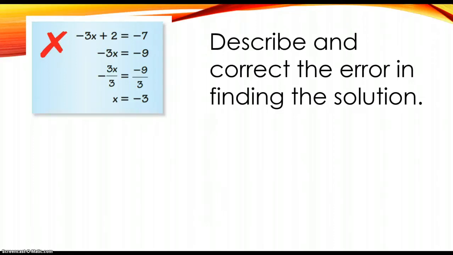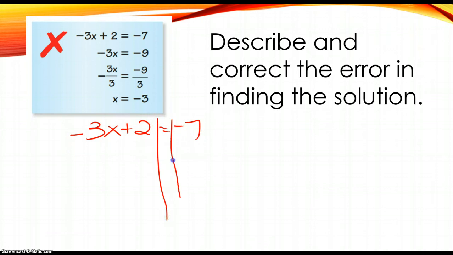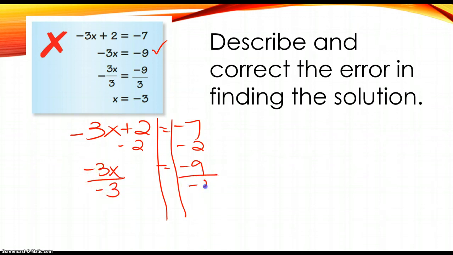So if they would have done their check step, they would have seen that x does not equal negative 3. So if we think about this here, negative 3x plus 2 equals negative 7. We're actually going to work this out to find their error. We first get rid of this positive 2 by subtracting 2. Subtracting 2, negative 3x equals negative 9. So right now, they've done everything correctly. Now we need to divide both sides by negative 3, because that's the number that's connected to our variable.